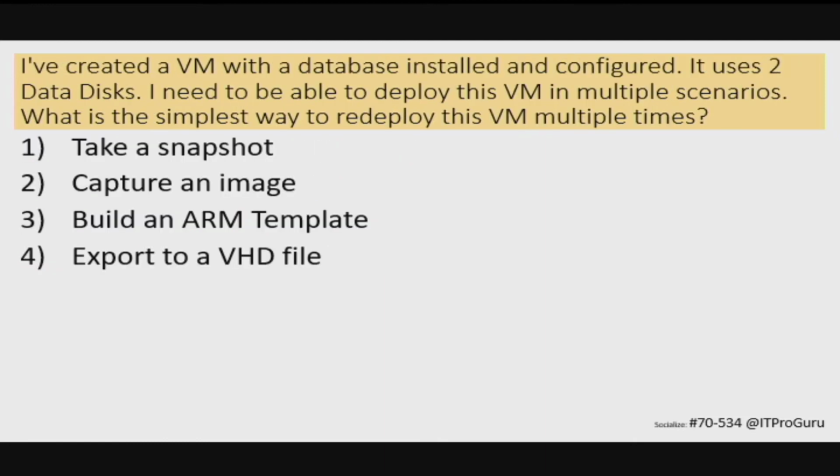I've created a VM with a database and 2 data disks. I want to be able to deploy this again. What's the simplest way to redeploy this multiple times? Simplest way. Yes, capture an image, right? A snapshot, remember, is just of the disks, so I wouldn't get my 2 data disks. And an ARM template is more complicated than we need, and a VHD file is not going to help us here.